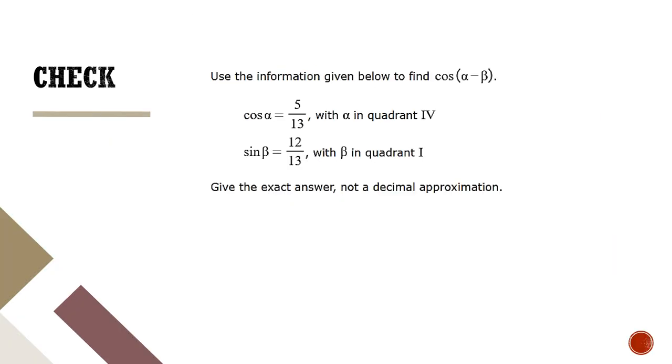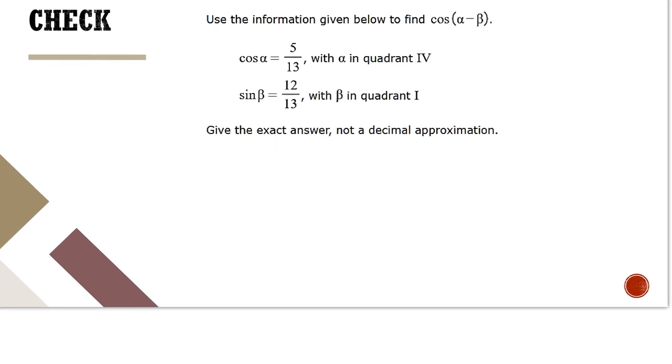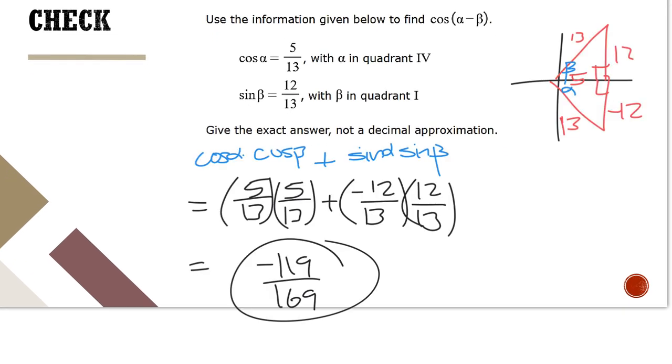So please try this one on your own. I will have you pause it and you can check your answers in just a second. So hopefully you tried it on your own. It's almost identical, except now we're going to be adding those. In this, we have these two different quadrants. We'll be adding the middle, and therefore we will have negative 119 over 169.